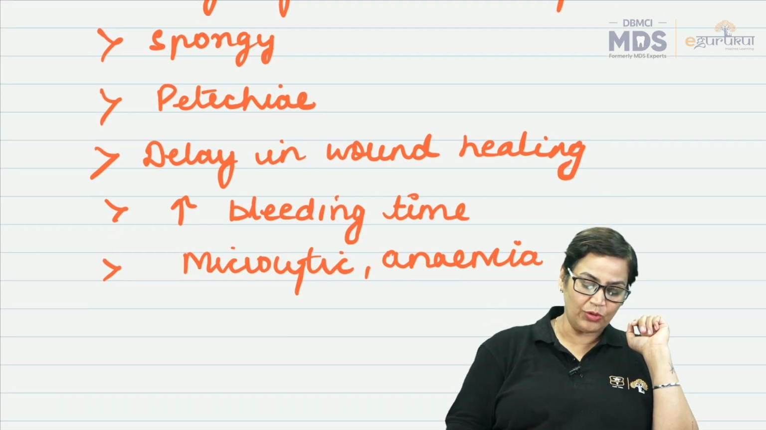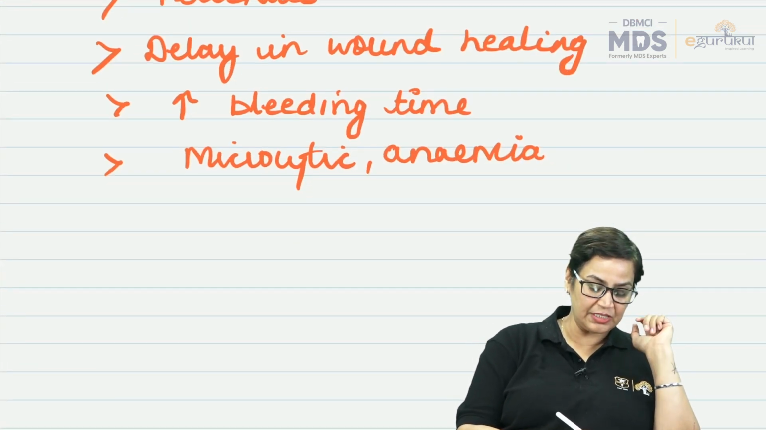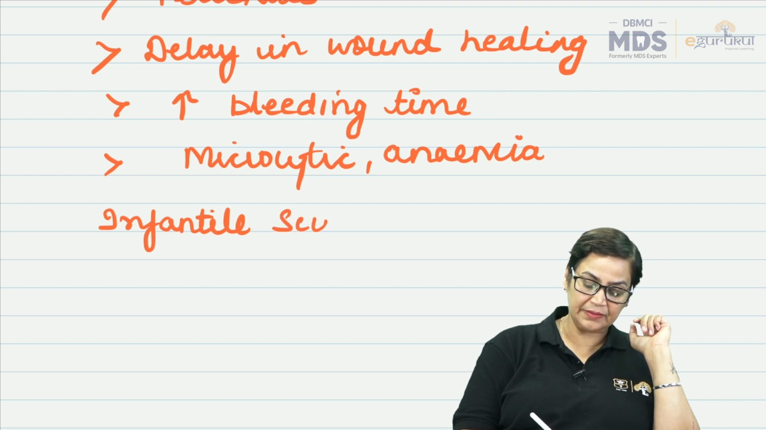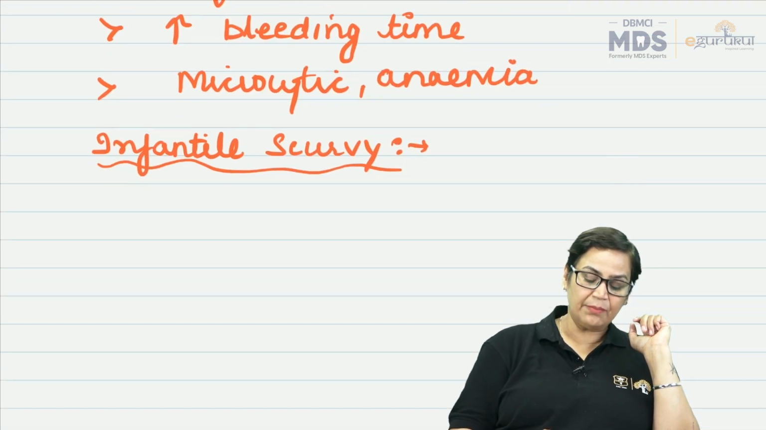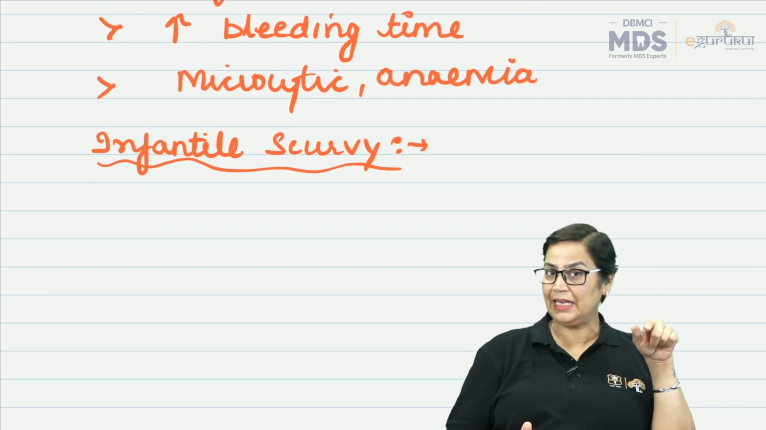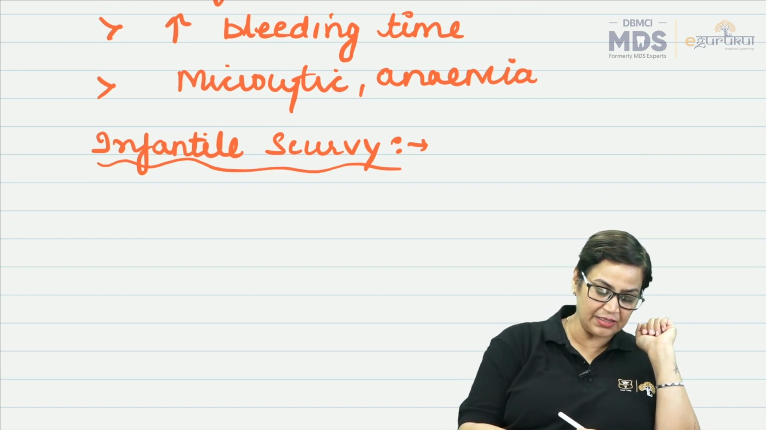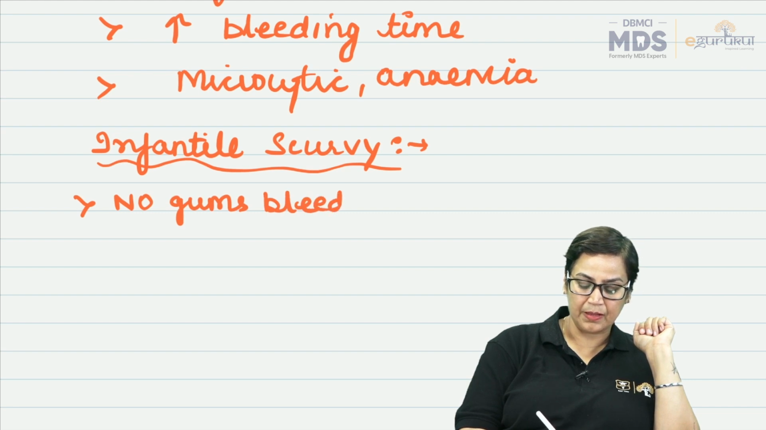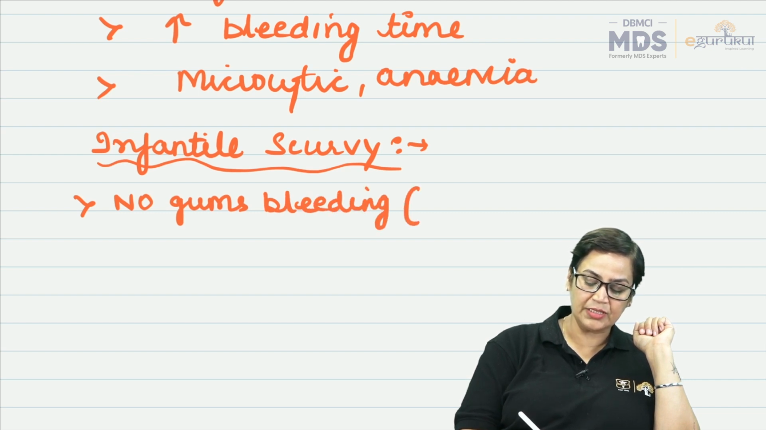Right. And then one more is there. There is one more type of scurvy which is known as infantile scurvy. Now, what happens in this infantile scurvy? Okay. The main difference between the scurvy in adults and infantile scurvy is no gum bleeding. The reason? Because teeth are not erupted.